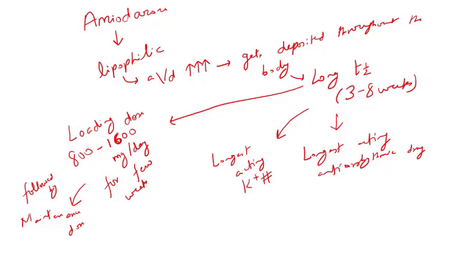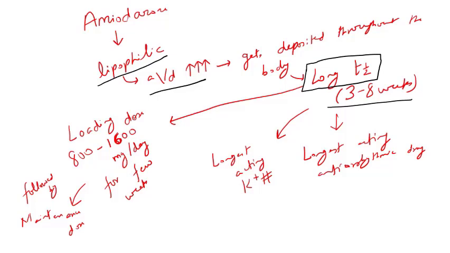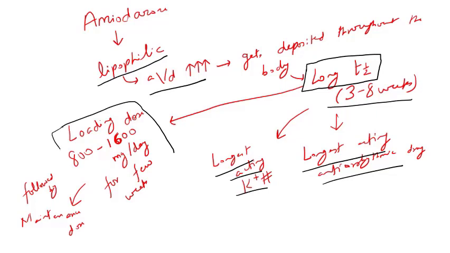Some features of amiodarone: it is lipophilic, that is it has high lipid solubility, so apparent volume of distribution is more, so it will get deposited throughout the body. That is the reason for its long half-life, 3 to 8 weeks. So amiodarone is the longest acting potassium channel blocker and the longest acting antiarrhythmic drug. Since it has a long half-life, it is given as a loading dose, 800 to 1600 milligram per day for a few weeks, followed by a maintenance dose.